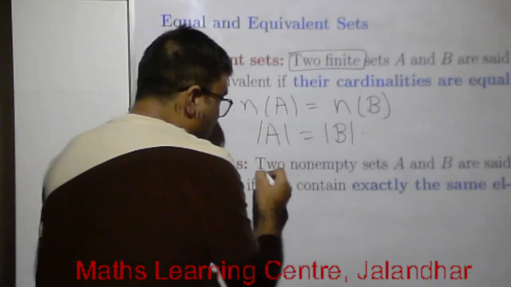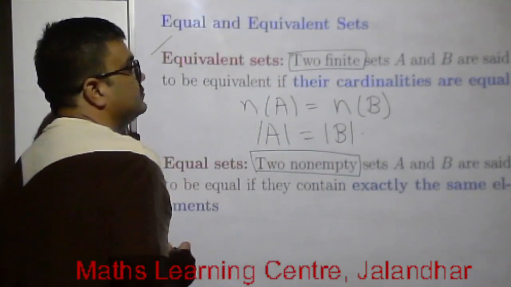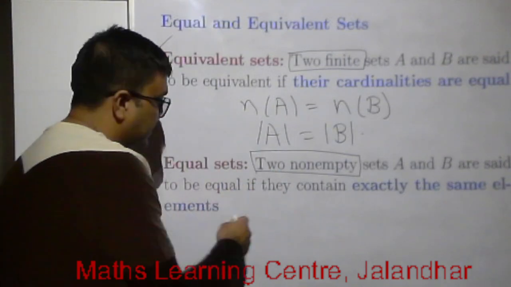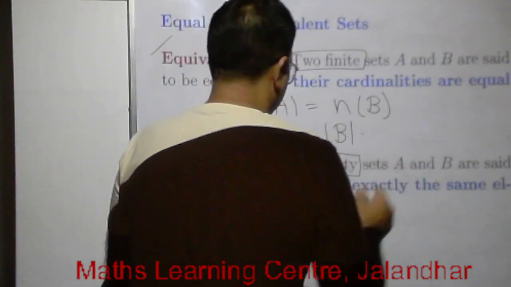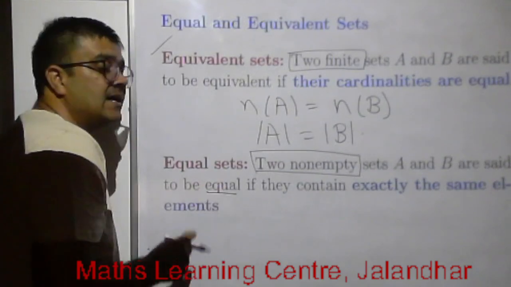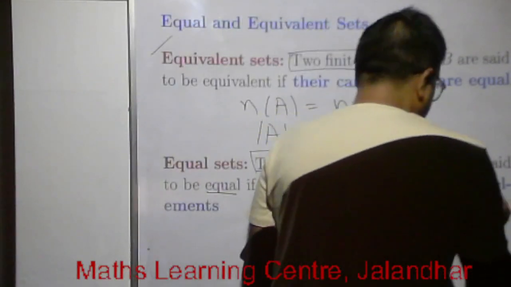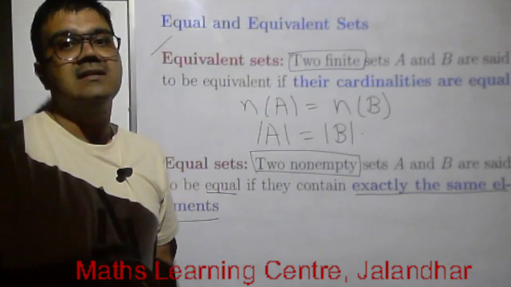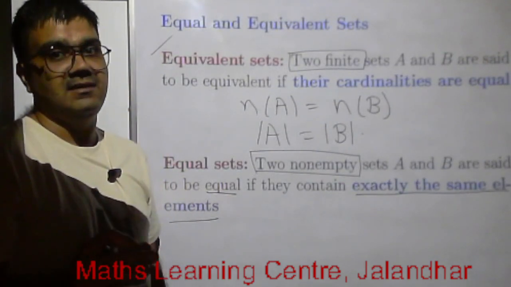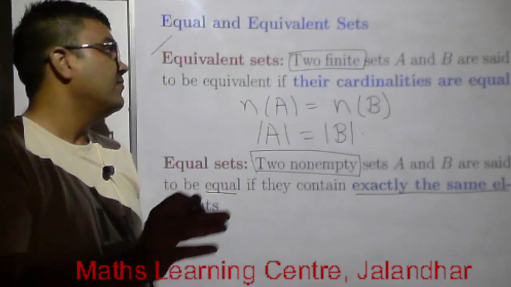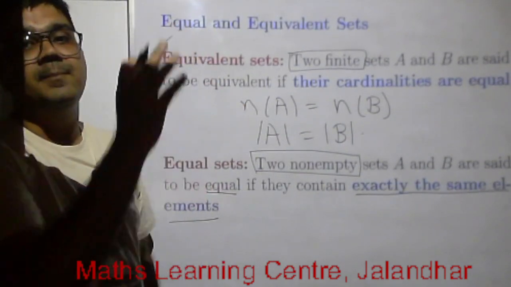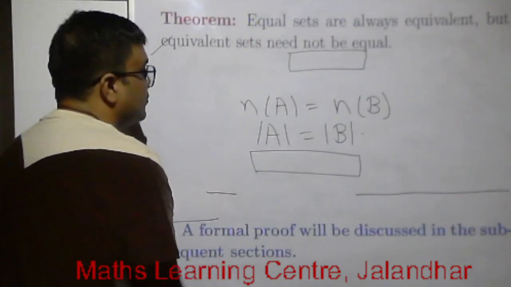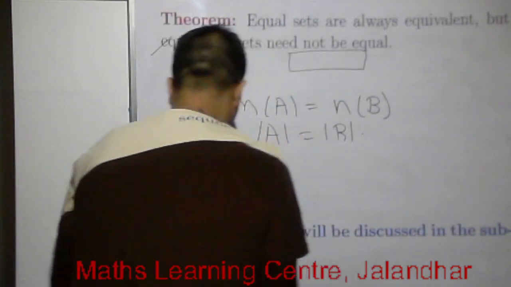And two non-empty sets. We are not talking about finite or infinite now. They may be finite, they may be infinite. Two non-empty sets A and B are said to be equal if they have exactly the same elements. When we are talking about equal, we are concerned about what elements of the set are there. When we are talking about equivalent, we are talking about the number of elements of that set. This will be more clear to you when we discuss this theorem.